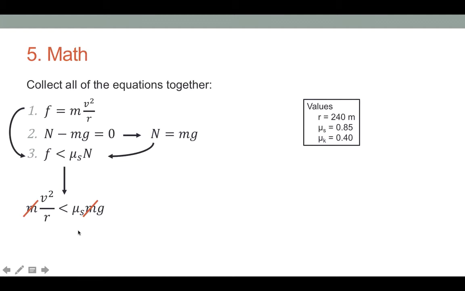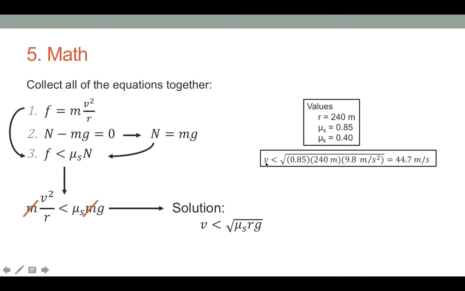We can then solve this inequality for the velocity, and the velocity must be less than the square root of mu sub s times rg. And then we can plug our numbers in and find out that the velocity must be less than 44.7 meters per second. And that is our answer. So that's as fast as the car can go. So long as the car is moving less than that, it will make the curve without skidding. And this is actually a fairly high velocity, so this is a curve the car can easily make.